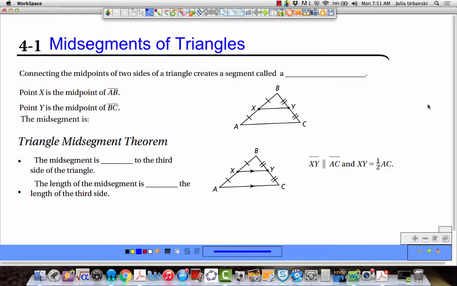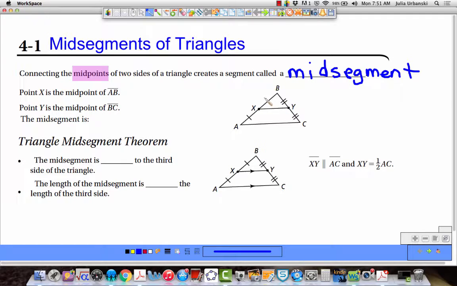Connecting the midpoints of two sides of a triangle creates a segment called the mid-segment. And it has two special things about it. But you have to know that they're midpoints. If it's not a midpoint on one side of the triangle and a midpoint on the other side of the triangle, then you don't have these rules.